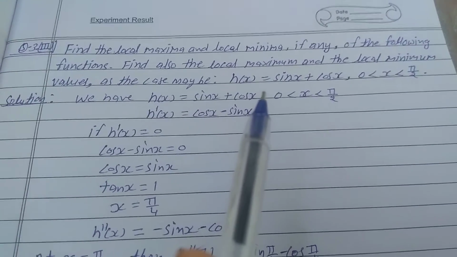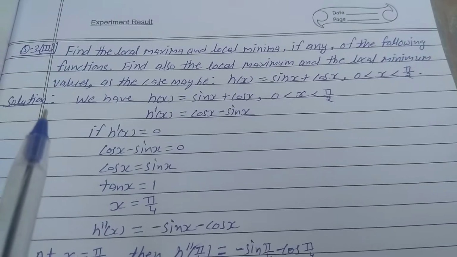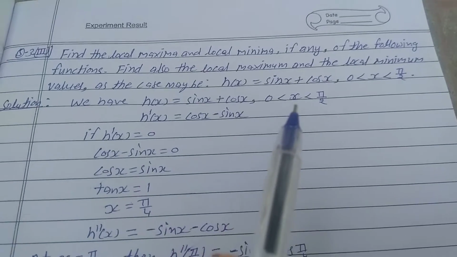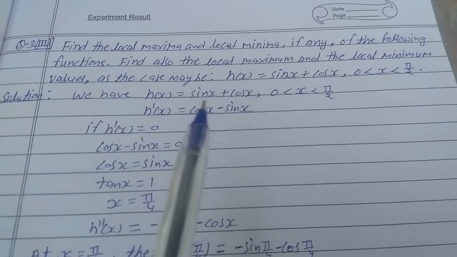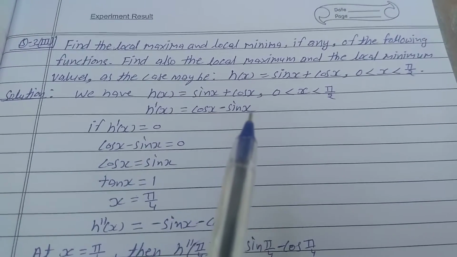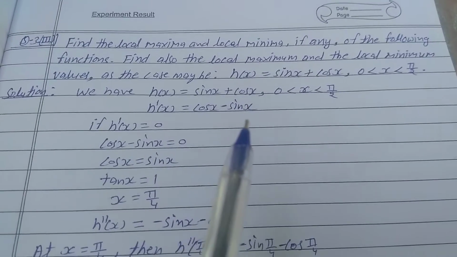In which point is the function local maxima and local minima? So, solution start: we have h of x is equal to sine of x plus cos of x, x is greater than 0 and less than pi by 2. Differentiate with respect to x, then h dash x is equal to cos of x minus sine of x, because sine x differentiates to cos x and cos x differentiates to minus sine x.